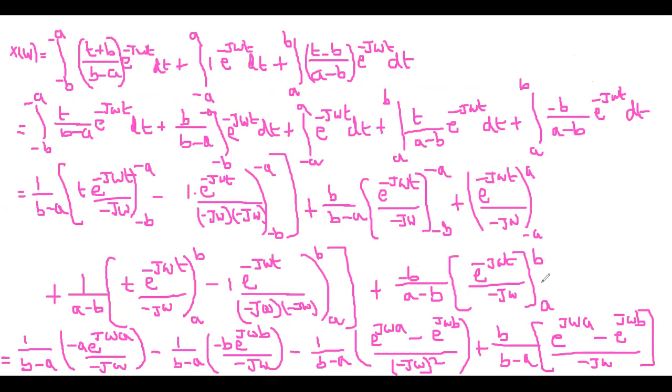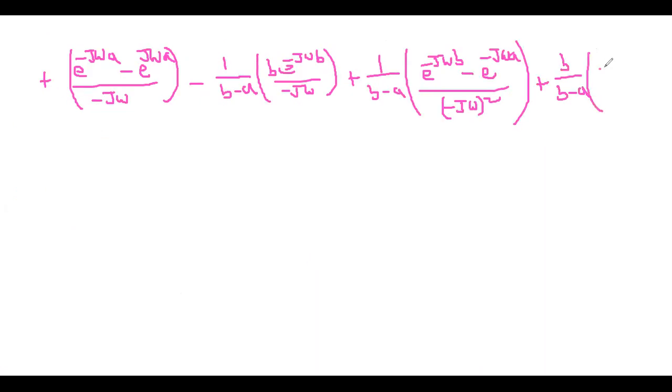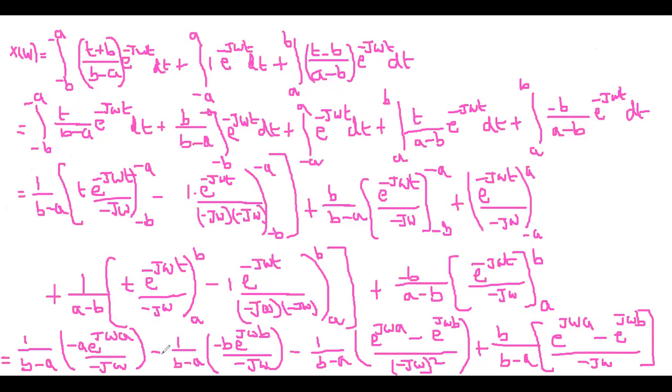See for this, here also the limits are b and a: e power minus j omega t, e power minus j omega b minus e power minus j omega a, whole divided by minus j omega. After simplifying, my dear students, these are all the terms. I already told you minus into minus is a plus. b by b minus a e power j omega b by minus j omega. And observe here also b by b minus a, minus into minus is a plus, minus denominator minus j omega is there. So this term gets cancelled with this.